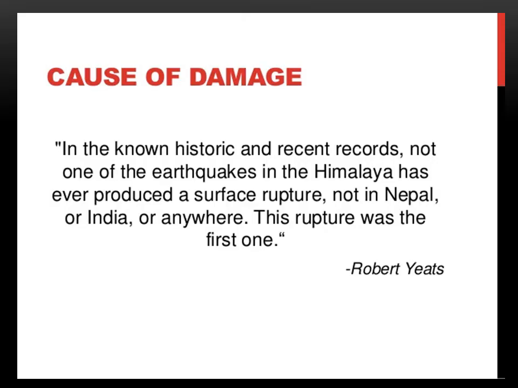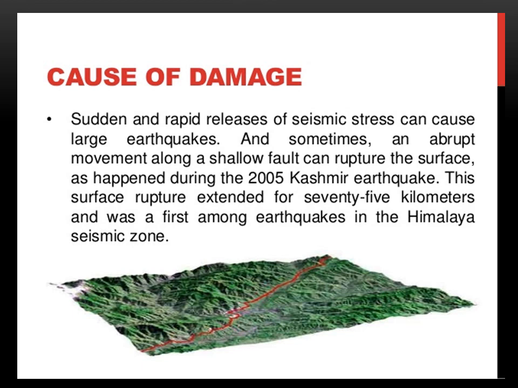So, in the known historic and recent records, not one of the earthquakes in the Himalayas has ever produced a surface rupture, not in Nepal or India or anywhere. This rupture was the first one. Sudden and rapid releases of seismic stress can cause large earthquakes, and sometimes an abrupt movement along a shallow fault can rupture the surface, as happened during this 2005 Kashmir earthquake. The surface rupture extended for 75 kilometers and was the first among earthquakes in the Himalayas seismic zone.